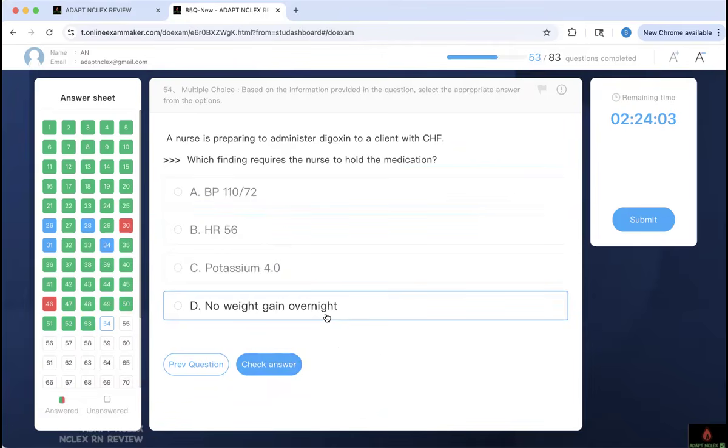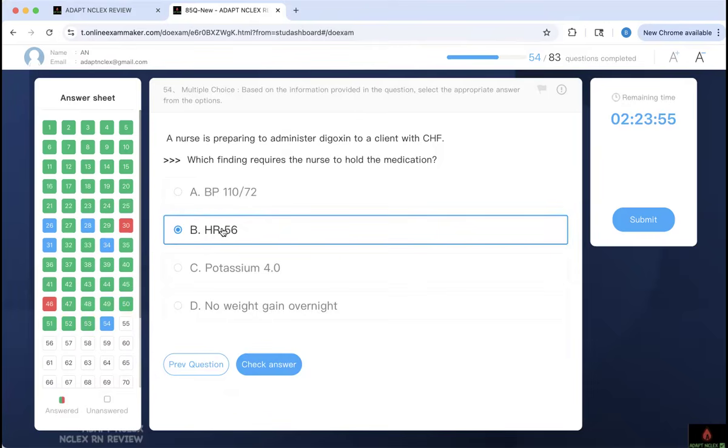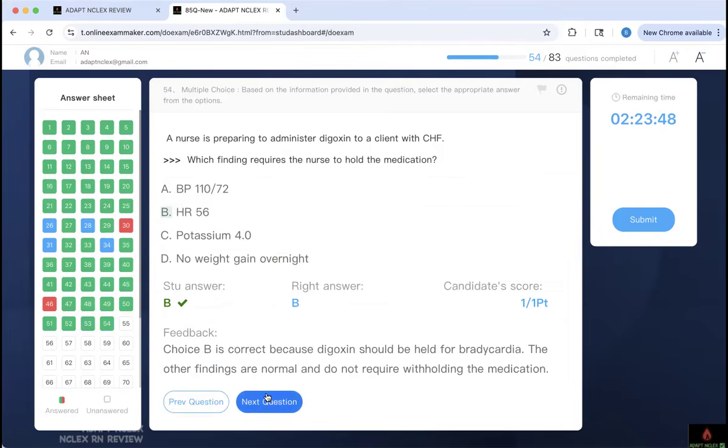What do you think will cause digoxin toxicity? Anything less than 60 is a problem. Potassium is not that bad. So check your apical pulse, this is the problem.